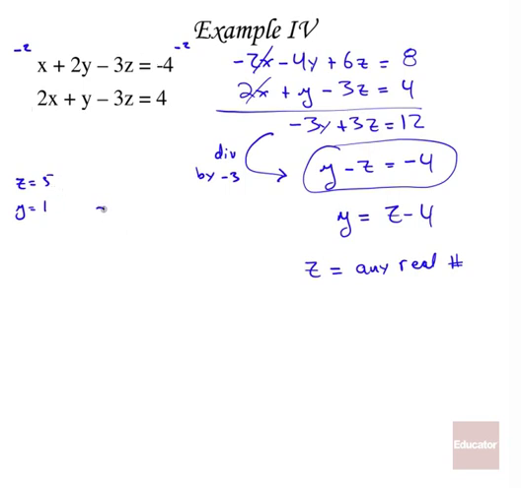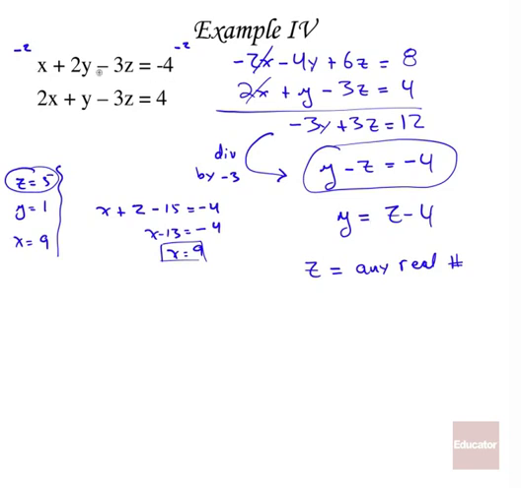Let me just do this one quickly. We get x plus 2 times 1 minus 15 equals minus 4. 2 minus 15 is minus 13, so x minus 13 equals minus 4. That means x equals 4 plus 13, which should be 9. So x equals 9. This is a particular solution, based on the fact that I chose z equal to 5.